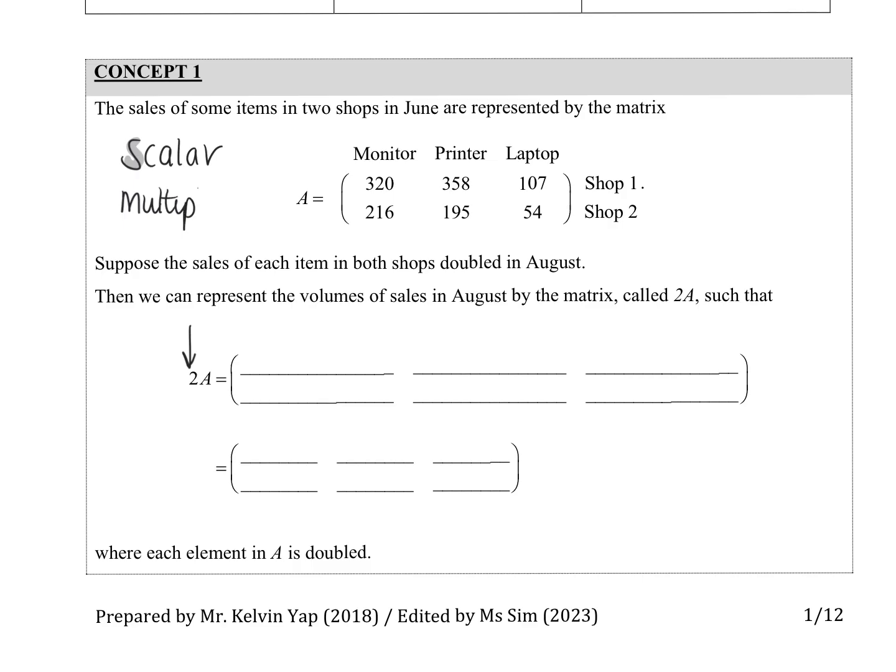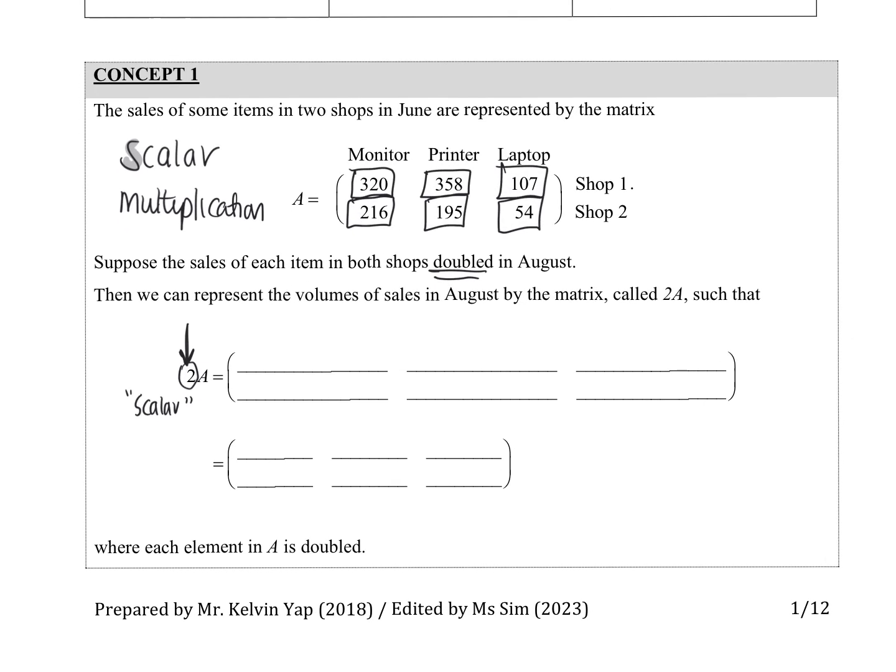Scalar just means when you multiply each of the entries by a constant number. Each of the entries, they want you to double the sales. So when they want you to double the sales, you are multiplying every single entry by 2. So this 2 is the scalar that you are multiplying it with. You are scaling it up or scaling it down. So every entry, you multiply by 2.